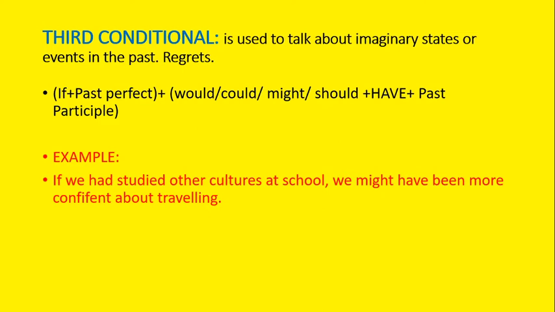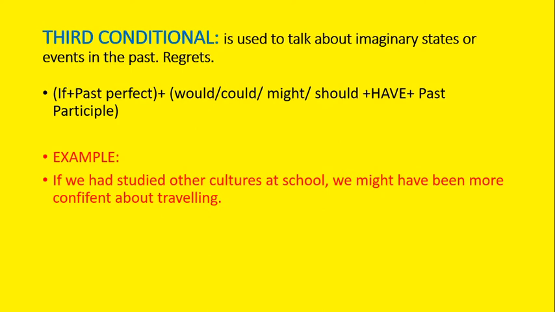We use if plus the past perfect in the if clause, and then in the main clause we can use would, could, might, or should, same as in the second conditional, but the modal verbs are followed by the particle have plus the past participle. Have and the past participle is the so-called perfect infinitive.